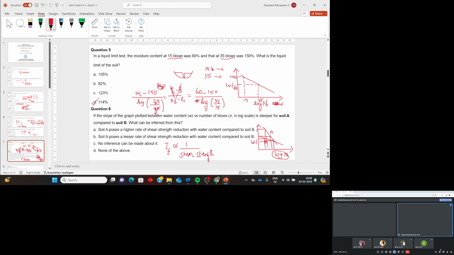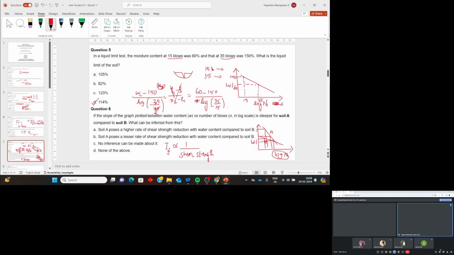its, how to put it. So it is relatively maintaining its integrity. So there will not be much deviation in the shear strength of the soil when the slope of this plot is higher.